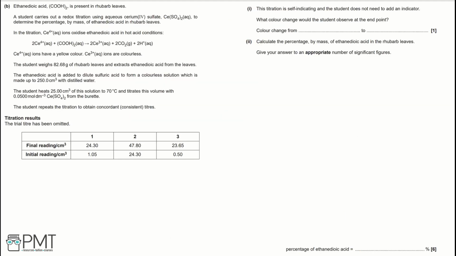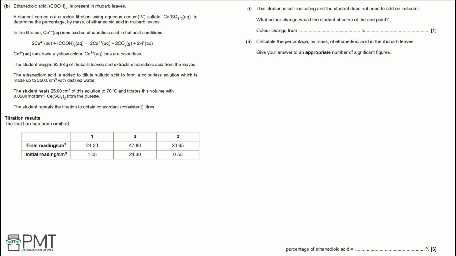Part B. Ethane dioic acid, (COOH)2, is present in rhubarb leaves. A student carries out a redox titration using aqueous cerium 4 sulfate, Ce(SO4)2 aqueous, to determine the percentage by mass of ethane dioic acid in rhubarb leaves. In the titration, Ce4+ aqueous ions oxidize ethane dioic acid in hot acid conditions. Ce4+ aqueous ions have a yellow color. Ce3+ aqueous ions are colorless.